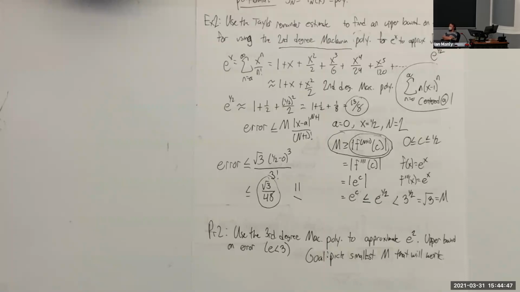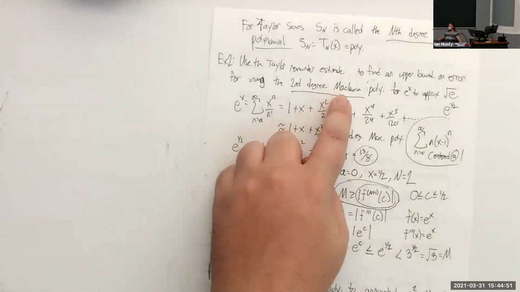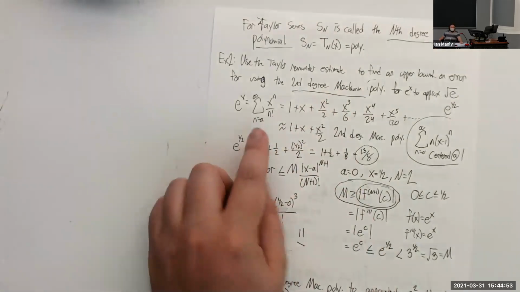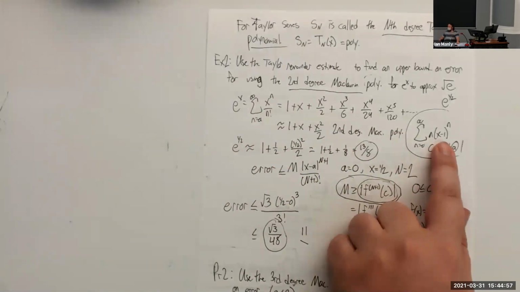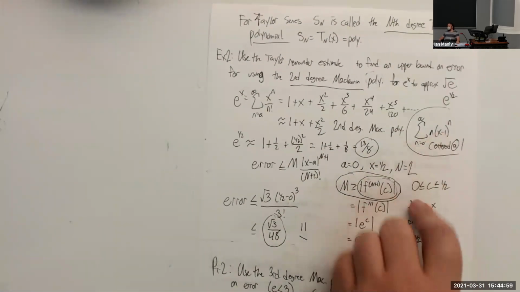How do we know that the last one was centered at 0? Anytime they say the word Maclaurin, you know it's going to be centered at 0. But even if they didn't say Maclaurin, it's just x to the n. If it were x minus some number to the n, then it would be centered somewhere else.